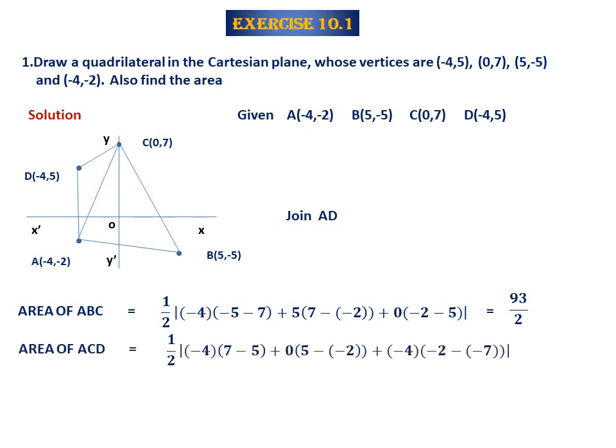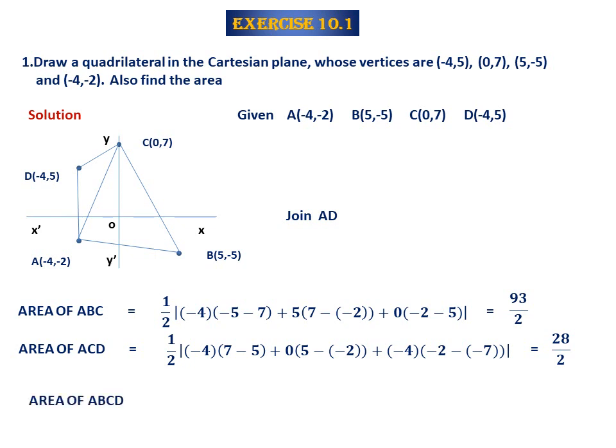Similarly, second area ACD, same thing, 1 by 2 into, x1 is minus 4 into 7 minus 5. Then x2 is 0 because coordinate of C. So into 5 minus 2. And then x3, that is minus 4, coordinate of D, into minus 2 minus 7. So now simplify this one. So you get 28 by 2.